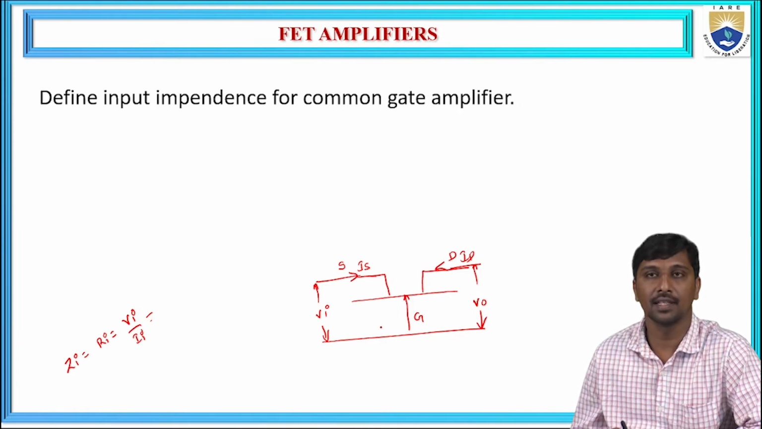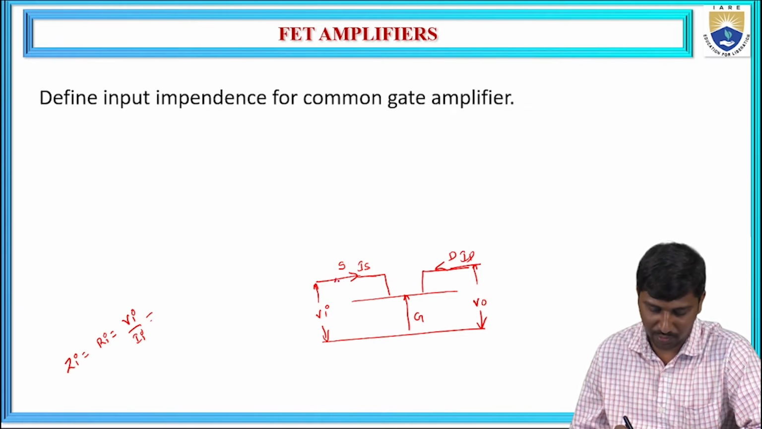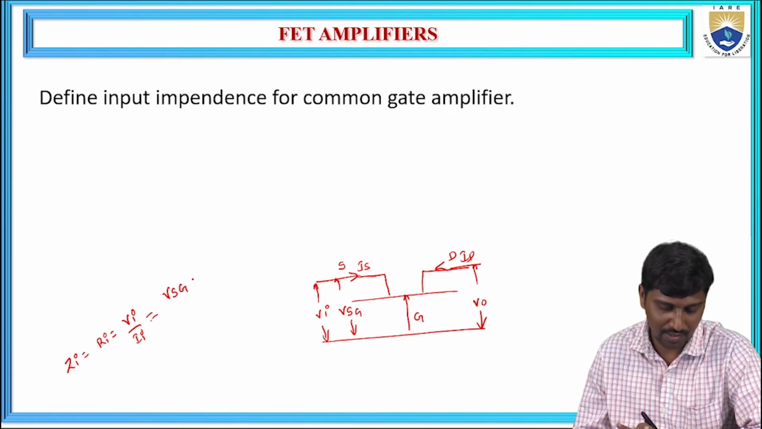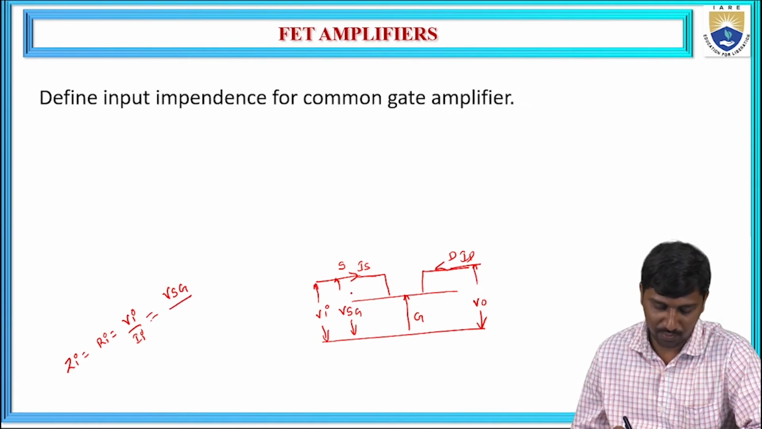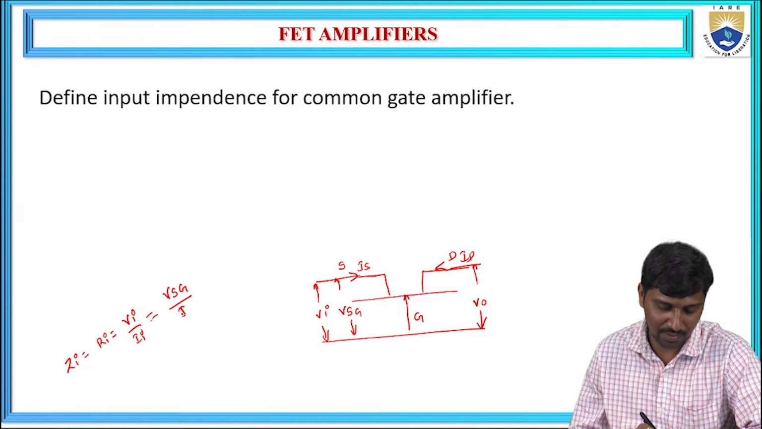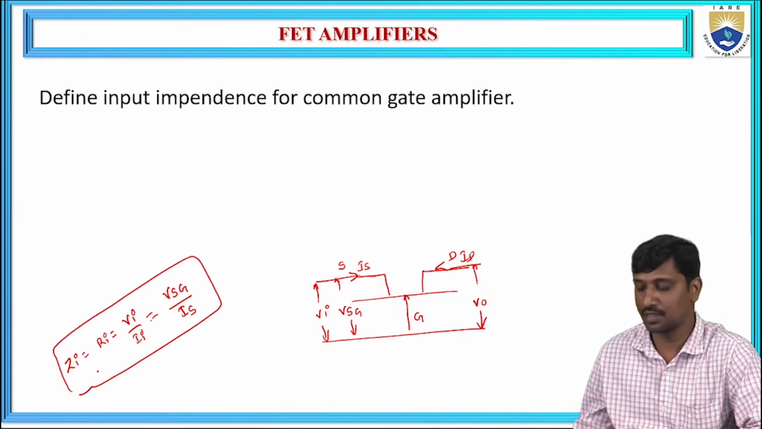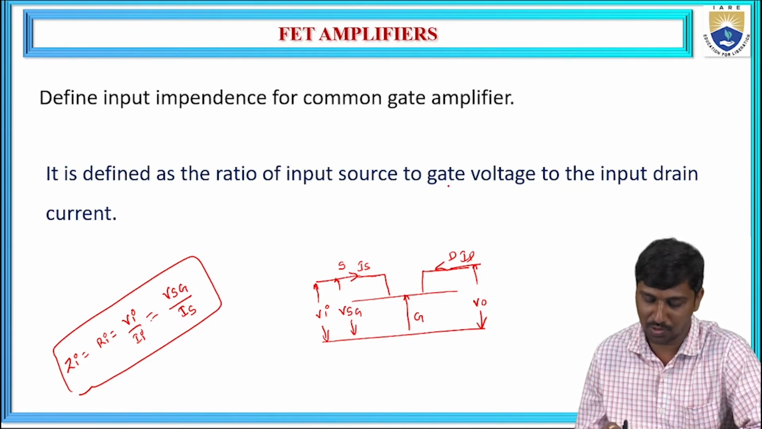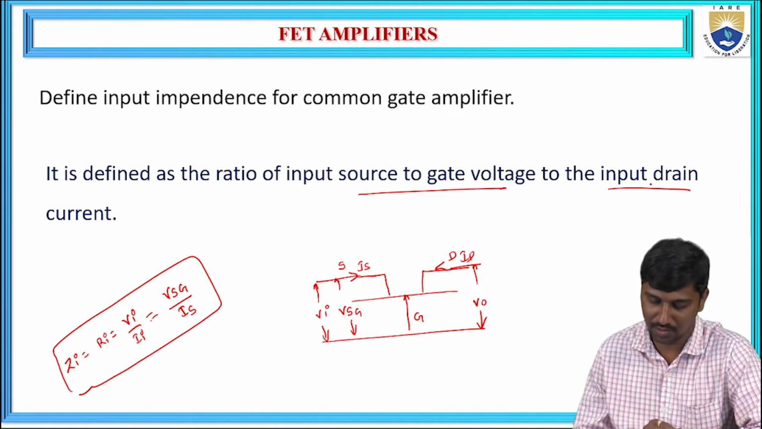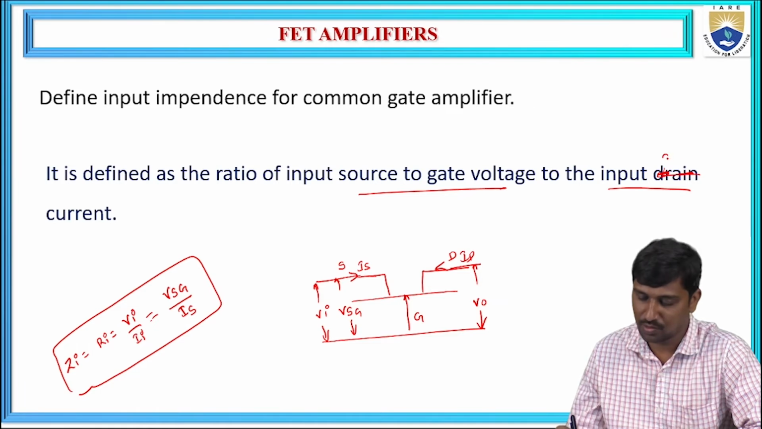From this common gate amplifier configuration, what is the input voltage? The input voltage is between source and gate, represented as VSG, meaning the input voltage is passing through the source to gate terminal. And what is the input current in this configuration? The input current acts as the source current. This ratio is called the input impedance. Hence, it is defined as the ratio of the input source-to-gate voltage to the input source current.